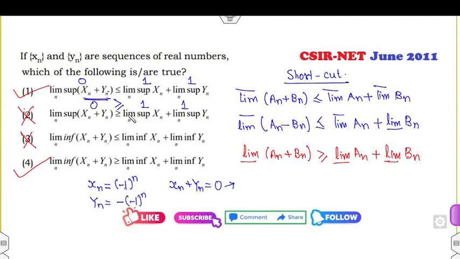And we can see that out of them one option is correct because they are inequality signs. So B is cancelled, A is correct. Limit infimum of the sum is 0. What is the limit infimum of each of these? -1. Limit infimum of this is -1. So 0 is less than or equal to -2 is wrong. 0 is greater than or equal to -2 is the correct option. So A and D are the right answers.